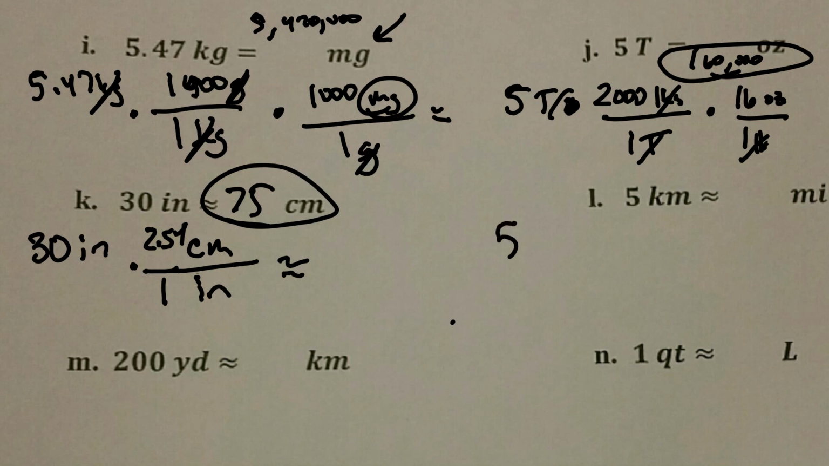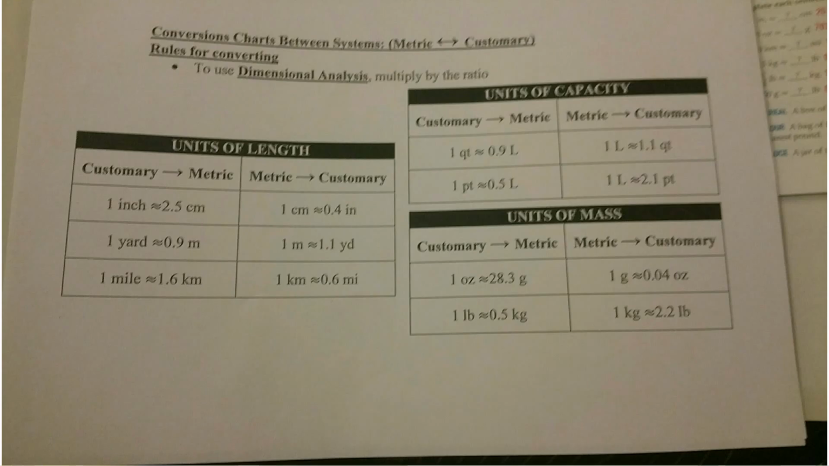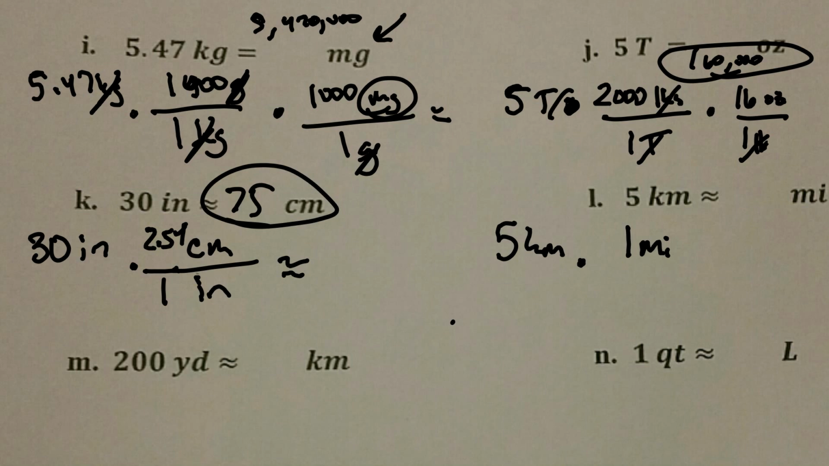Kilometers to miles. I have 5 kilometers. I'm going to multiply by 1 mile, and I'm going to look at my chart over here. One mile is about 1.6 kilometers. So now you see the kilometers cancel. I'm left with miles. 5 divided by 1.6 is about, notice I use the wavy equal sign, 3 miles. All right.